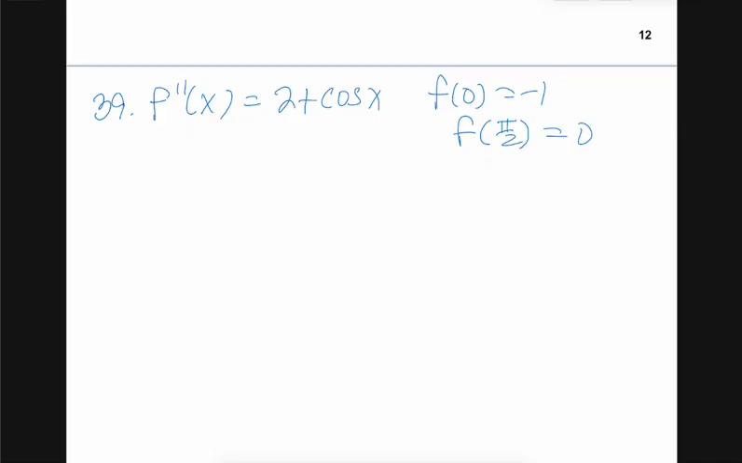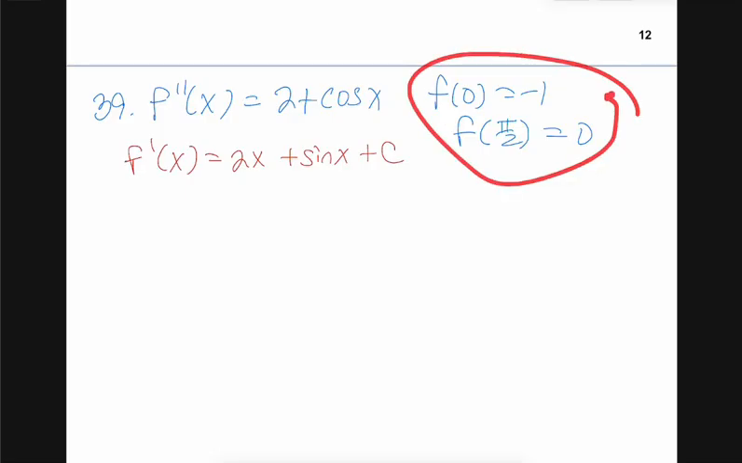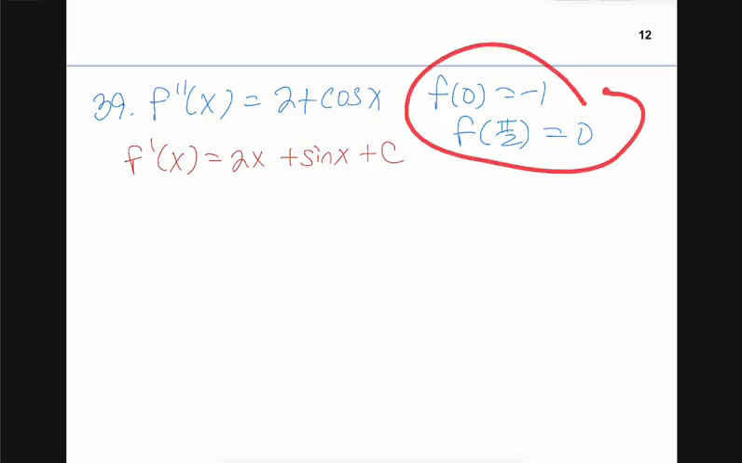So we're going to go backwards once. If we go backwards, we get 2x plus the sine of x plus c. Remember the derivative of the sine is positive cosine, so be careful when you go backwards, a cosine does become a positive. We don't have any information to plug in to find the first derivative's c, so we just have to leave the c there in the next step.